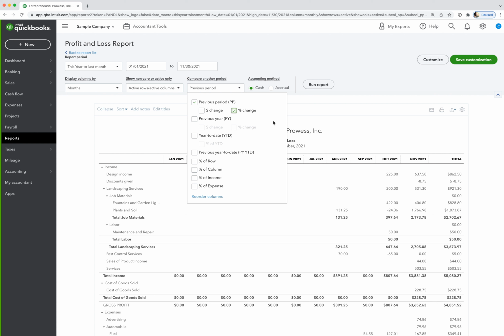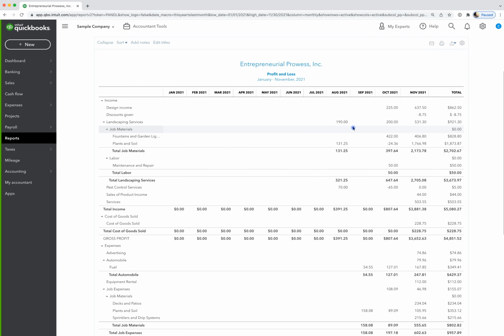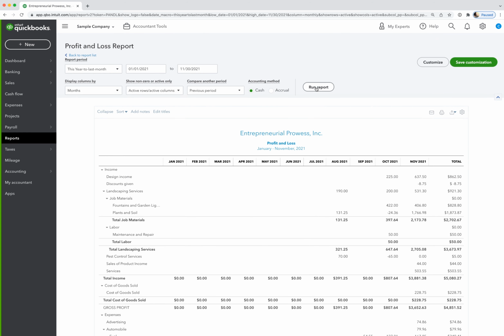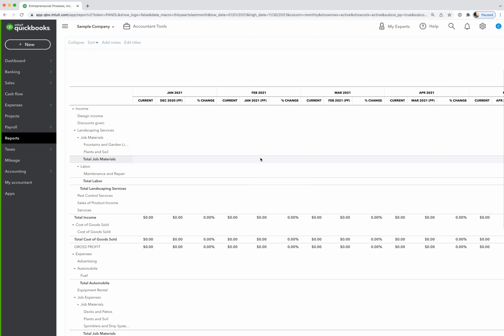And previous period is just comparing, if you have January numbers, for example, it's going to compare to the previous period, so December 2020. So it's just looking back to the period that happened right before it. So that is what this first report is. Let's go ahead and always remember to hit Run Report once you've selected a setting. So you can see here what's going on.